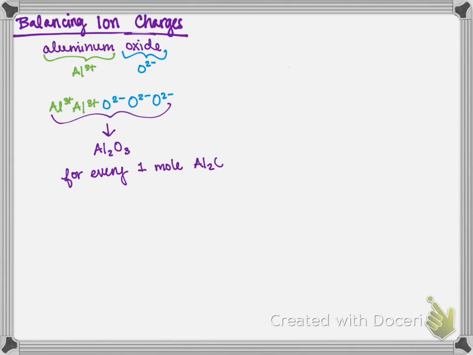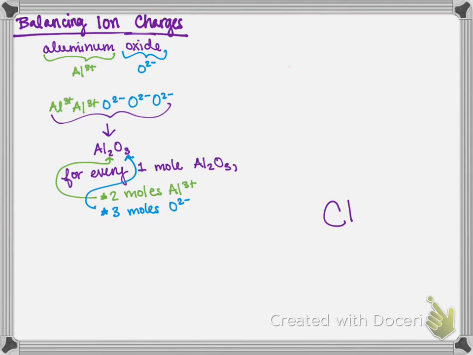This means that for every 1 mole of aluminum oxide, there are 2 moles of Al3+ and 3 moles of O2-. Note that these subscripts also indicate the same thing for covalent compounds, even though we're not dealing with ions. So if we had something like CH4, even though this is a covalent or molecular compound, it's not made up of ions. For every 1 mole of CH4, there's 1 mole of carbon atoms and 4 moles of hydrogen atoms.